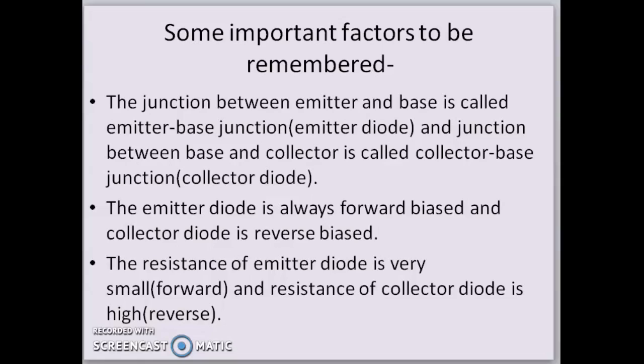The junction between emitter and base is called the emitter-base junction, and the junction between base and collector is called the collector-base junction. The emitter diode is always forward biased and the collector diode is always reverse biased. The resistance of the emitter diode is very small since it is in forward biased mode, and the resistance of the collector diode is high.